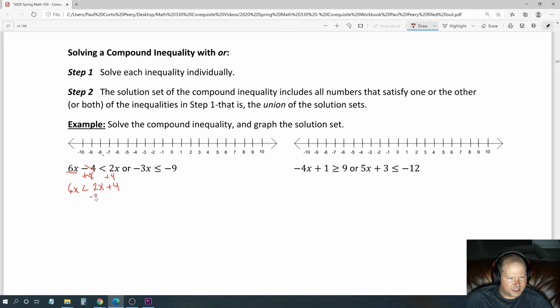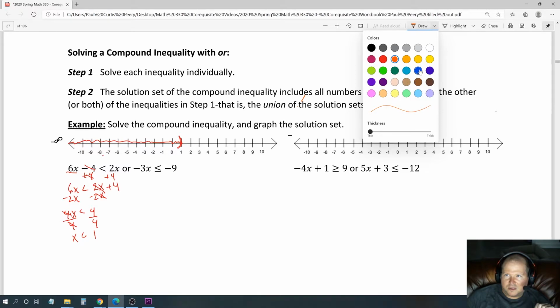Next, I want to get all the x's on one side, so I subtract 2x from the right. Those cancel out, leaving me 6x minus 2x, which is 4x, less than 4. Next, I want to get the x by itself, so I undo the multiplication of x by 4 by dividing by 4. Whatever I do to one side, I do to the other, giving me x is less than 1. Then I plot the 1, and since x is less than 1, I use the parenthesis and shade all this in here. There we go. We finished the first one, so now we're going to do the second one.